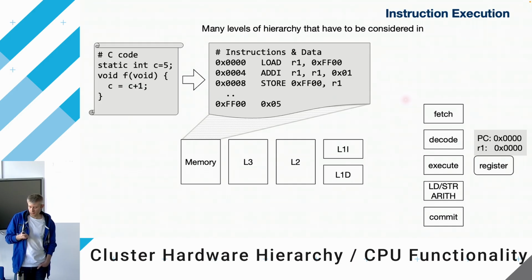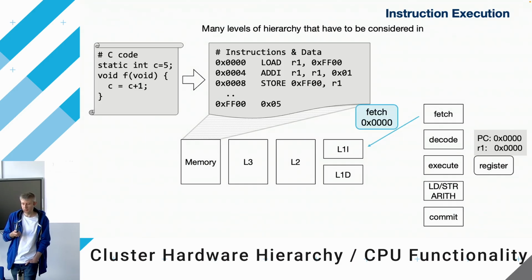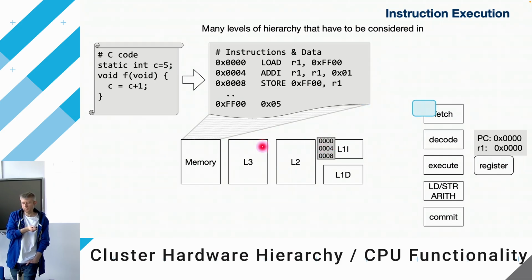Now we can go through what happens when we actually execute this code. The first thing is our program counter is at address 0. This is where our first instruction is stored. And in this fetch step, our CPU has to fetch this instruction from memory because it's stored in memory. Therefore, there's a memory request going to the memory. And then it fetches some data from memory and stores it in this instruction cache.